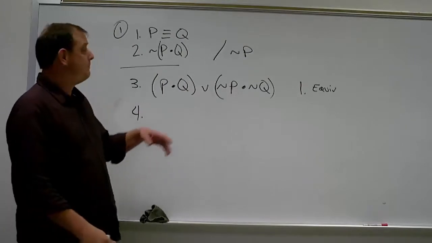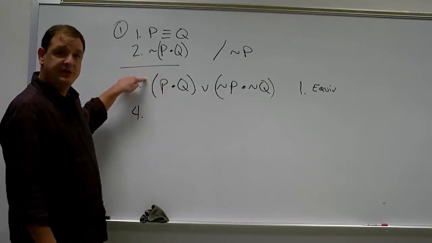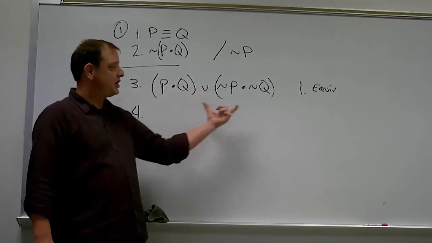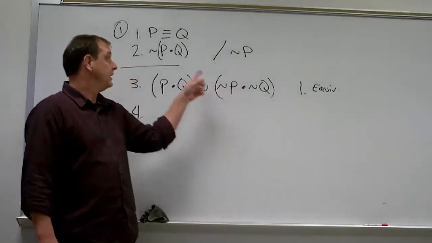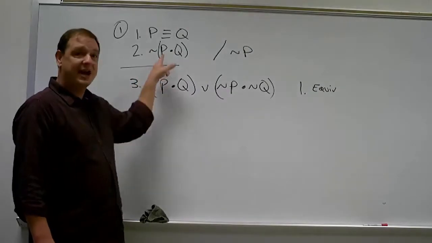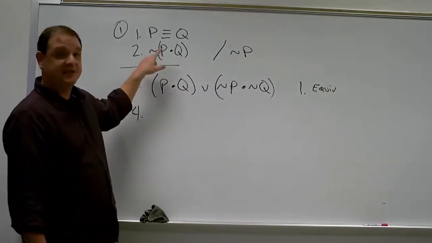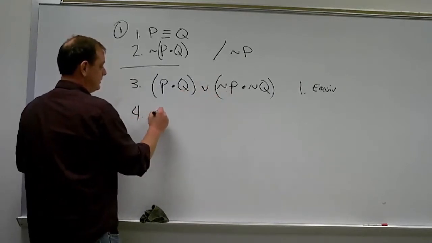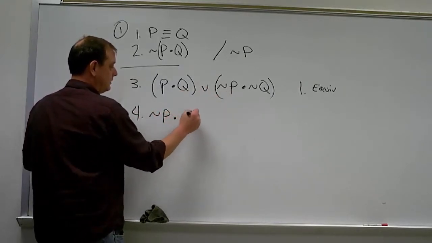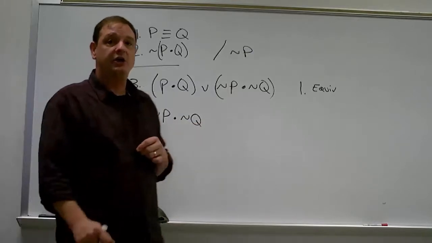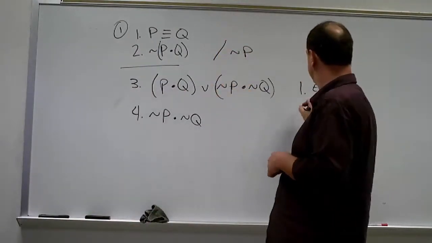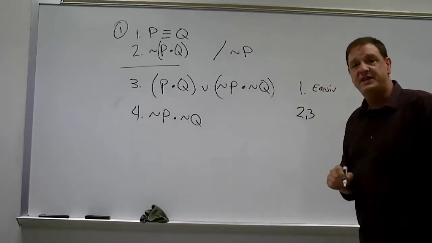says, by combining lines 2 and 3 with disjunctive syllogism, line 3 says you either have this combination of things or that combination of things. Line 2 says, well, you don't have that combination of things, right? It is false that P and Q. And so we can conclude this. Not P and not Q. And we did that by combining lines 2 and 3 with disjunctive syllogism.